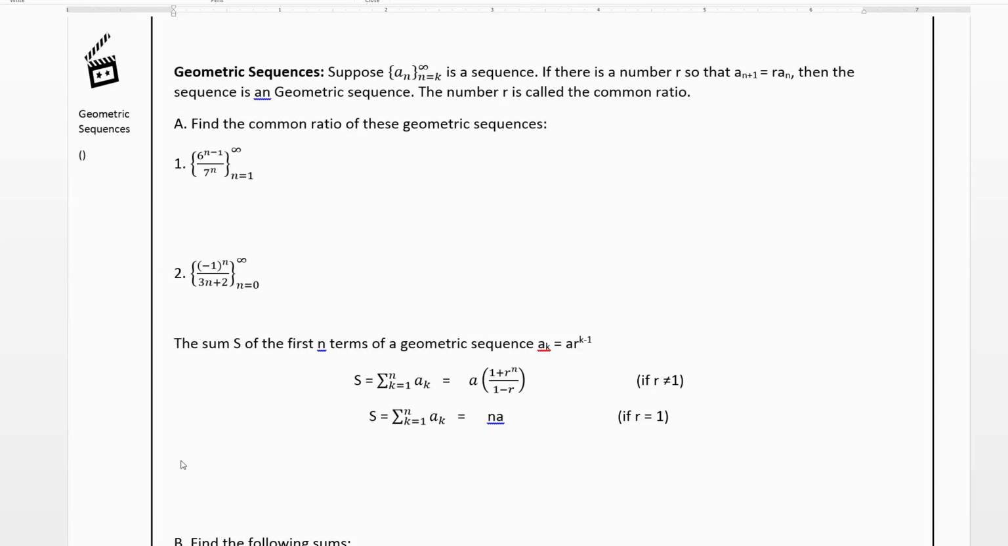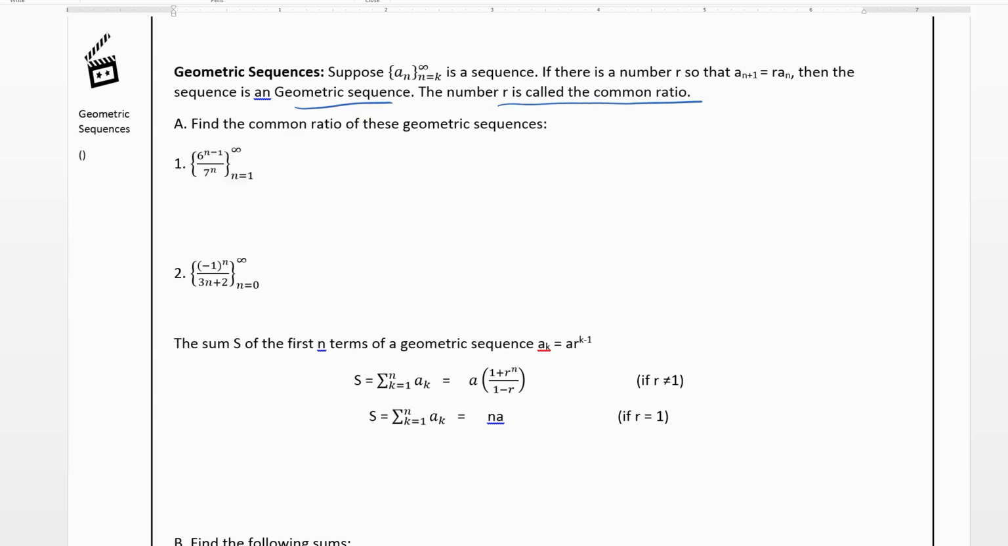Okay, we've got one more type of sequence and series we're going to talk about, and those are geometric sequences and series. So the definition says, suppose that we've got a sequence. If there's a number r so that the next term is r times the term before that, then it's a geometric sequence, and we call r the common ratio. So here, instead of adding, you're multiplying each time.